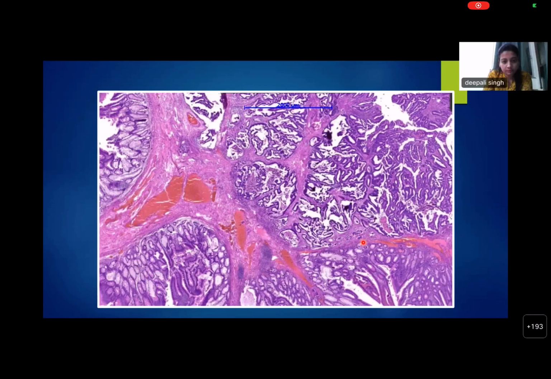So I have one question. Ma'am, could this not be pseudo invasion? No, this is not a pseudo invasion. The reason is that the glands are very distorted. We can see single gland invasion here. The glands are actually containing necrotic material. They are breaking down in this image.